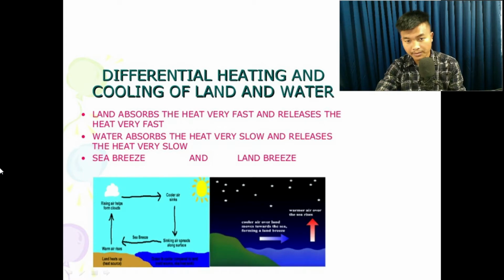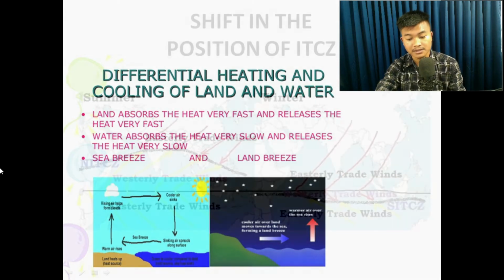Coming to number 1, differential heating and cooling of land and water. By this we mean that land absorbs heat very fast and releases heat very fast, and water absorbs heat very slowly and releases heat very slowly, as you can see in the figure, that is sea breeze and land breeze. This differential heating and cooling of land and water creates low pressure over India and high pressure over the seas around it.